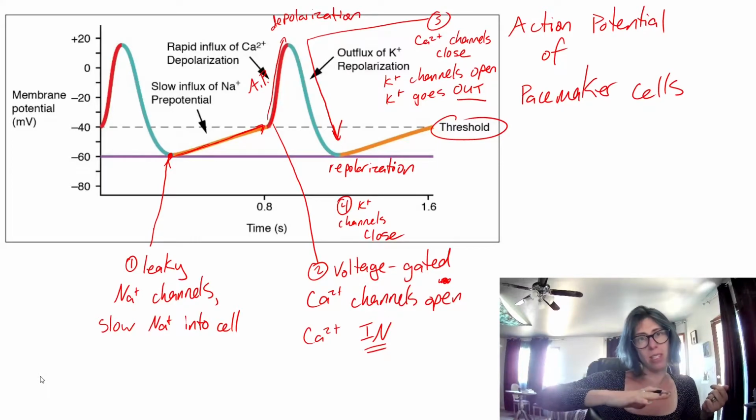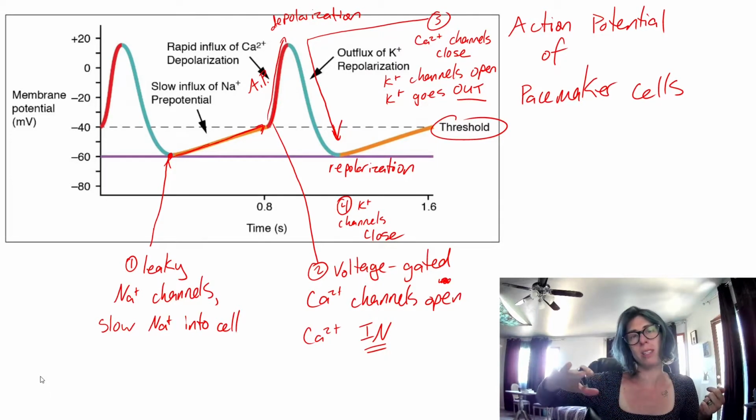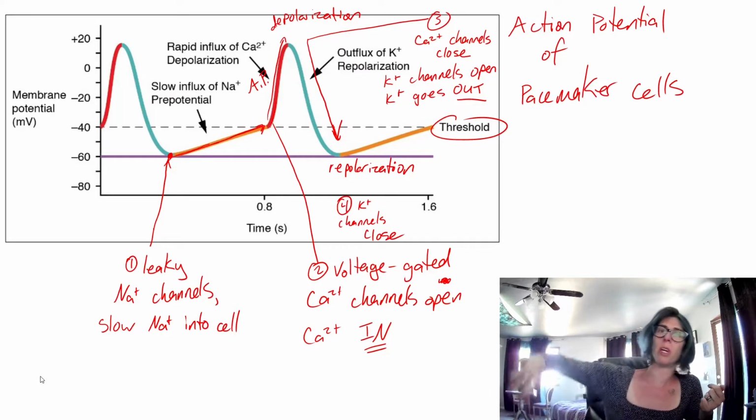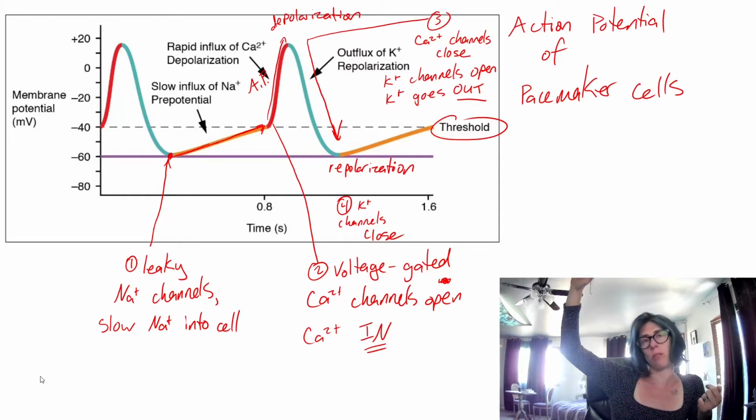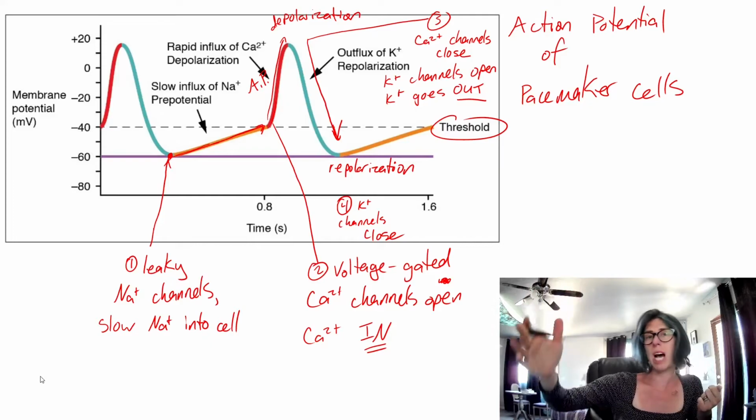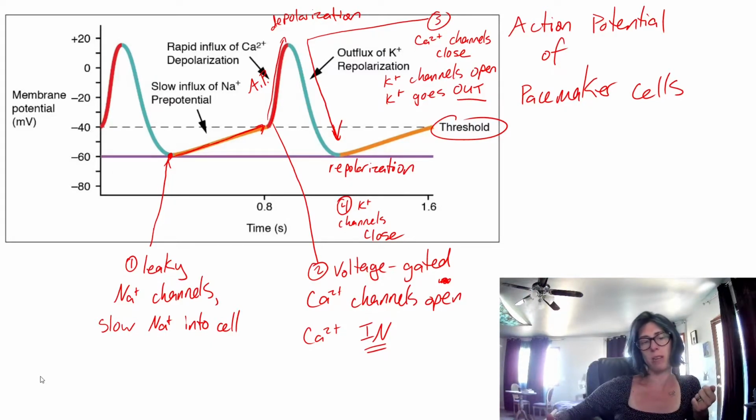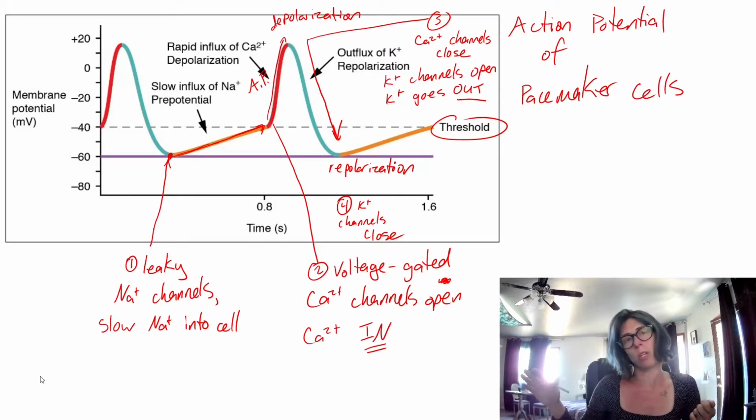The inside of the cell becomes slowly more positive because of the leaky sodium channels until the threshold is reached. Then you get the spike because of the influx of positively charged calcium. Calcium channels close and potassium channels open. Potassium moves out of the cell, making the cell more negative and repolarizing. And then we start over again.